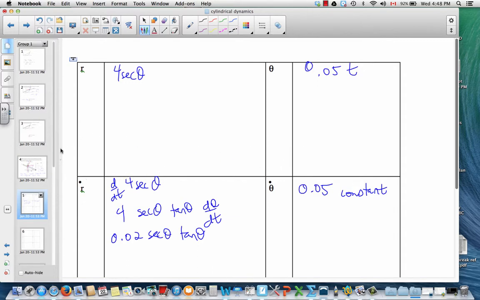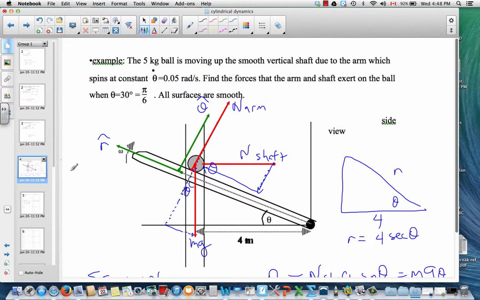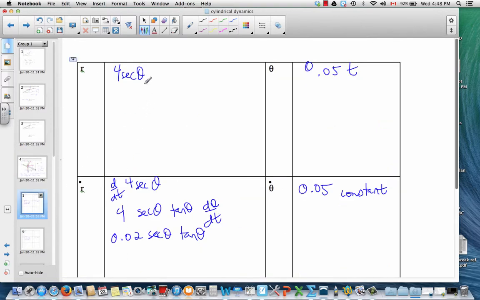Now, in the question, the angle of interest is given as 30 degrees or pi over 6. So we can put in 30 degrees or pi over 6 here, and maybe we'll do that in a different color just for emphasis. So at 30 degrees, if you put in pi over 6, you get 4.619 for the radius. Again, at 30 degrees or pi over 6, this expression gives us 0.13 repeating.